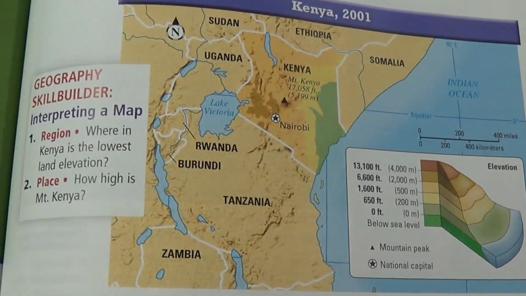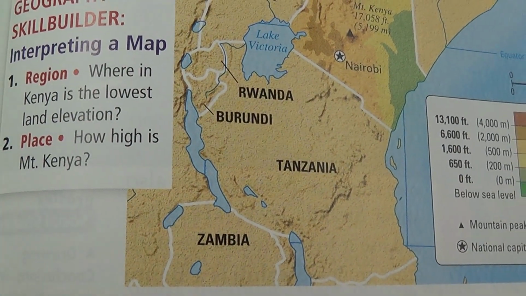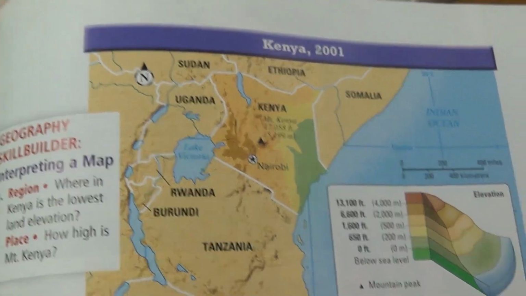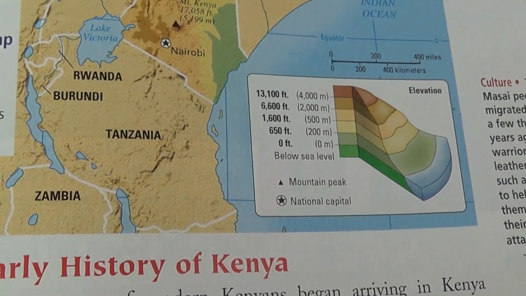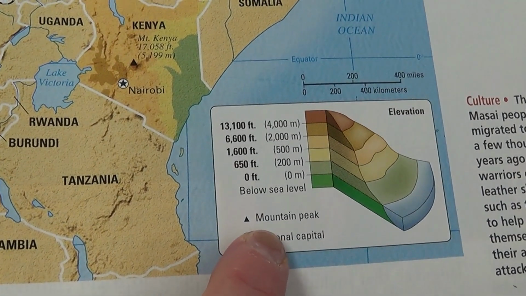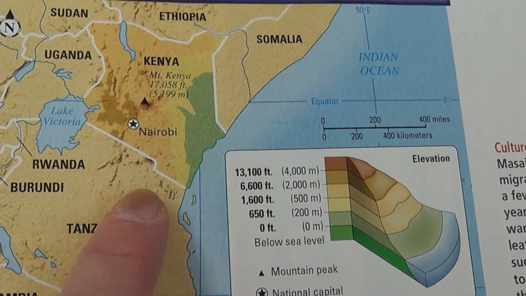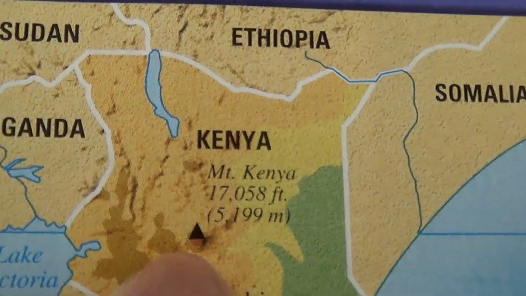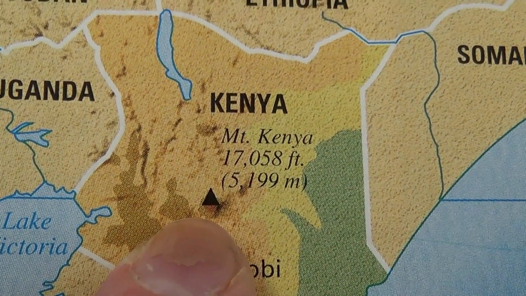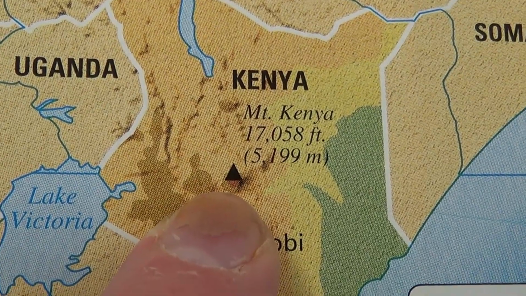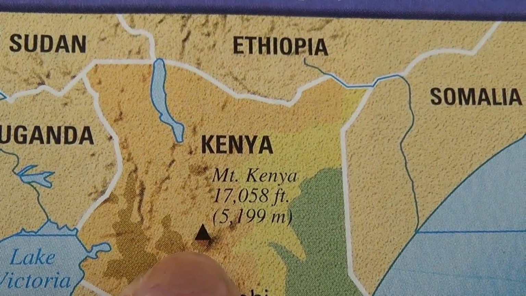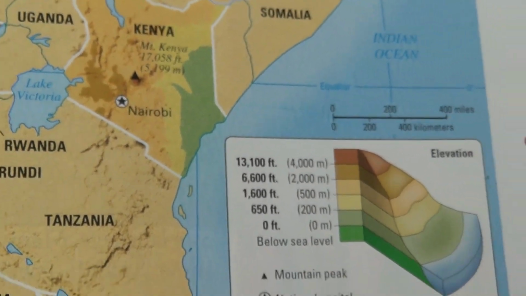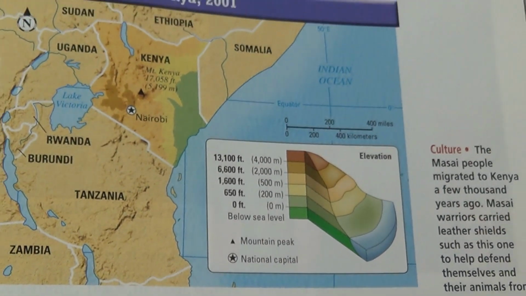Number 2, how high is Mount Kenya? Now we've already read the title, you've read the legend, and you do see that mountain peak is a triangle. So here's a black mountain peak. It says Mount Kenya, and it tells you that it's 17,058 feet, and that would be your best answer. So that one, it just gives it to you. You don't have to do a range since it gives it to you right there.